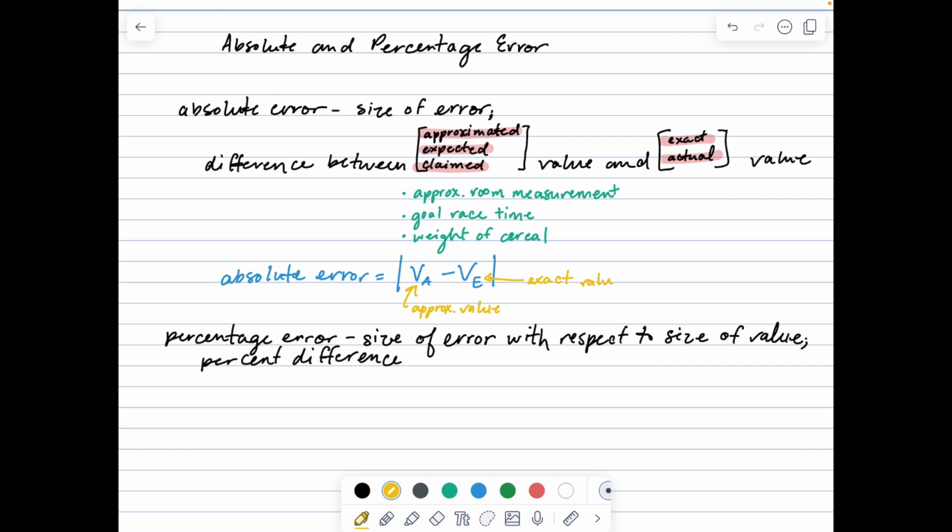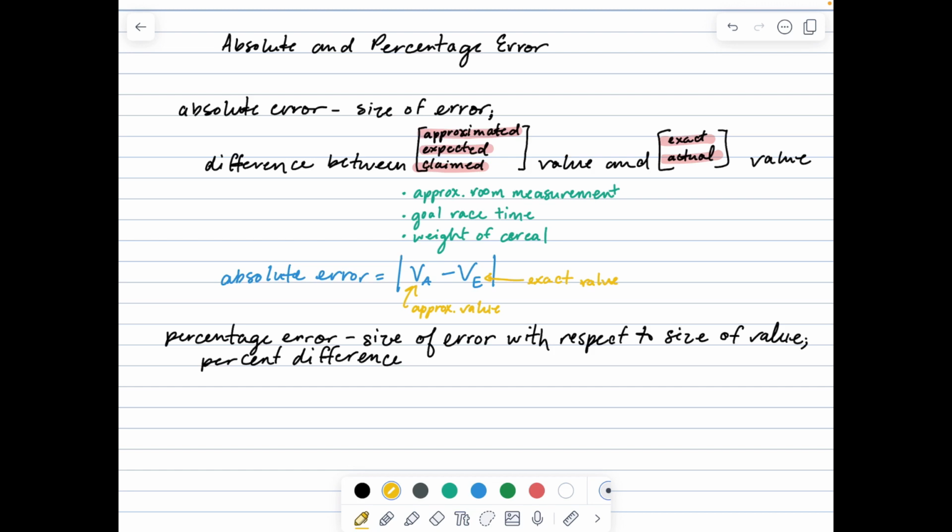The truth is, even though we could switch up those letters and imagine approximated could also be expected, as you saw earlier, or exact could also be actual, it doesn't really matter which one comes first because we're taking the absolute value. What matters is that we find the difference between the two. Whatever difference that is, it becomes positive with the absolute value.